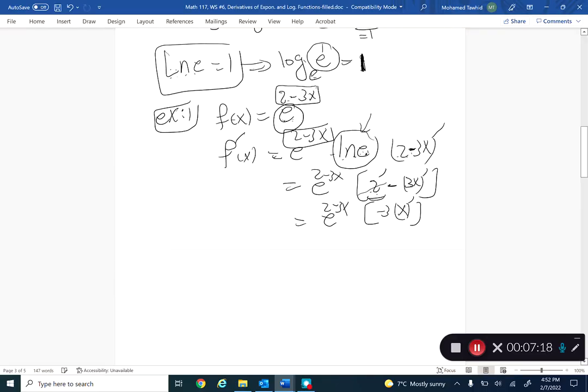So what did you get here, guys? You get negative 3 from here, multiplied by e to the power minus 3x. That is the derivative of this exponential, and just leave it like this.